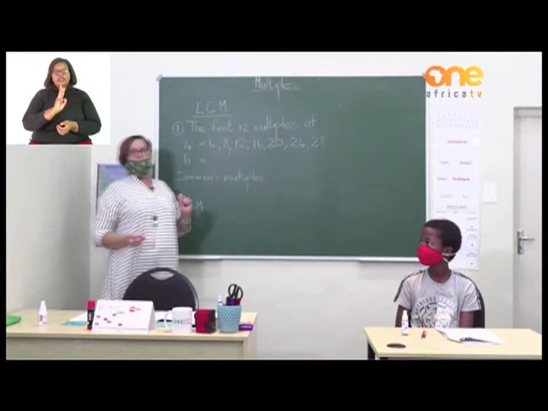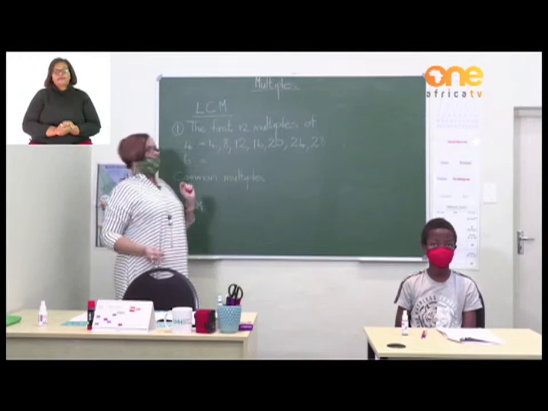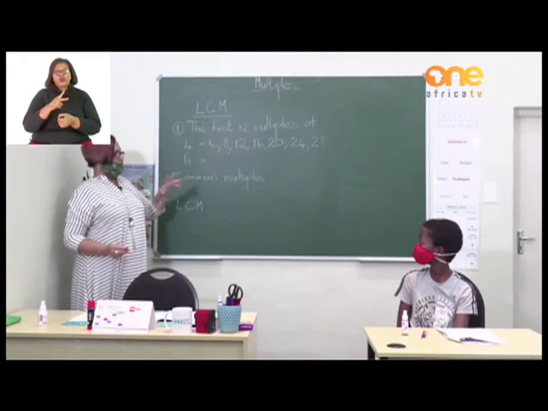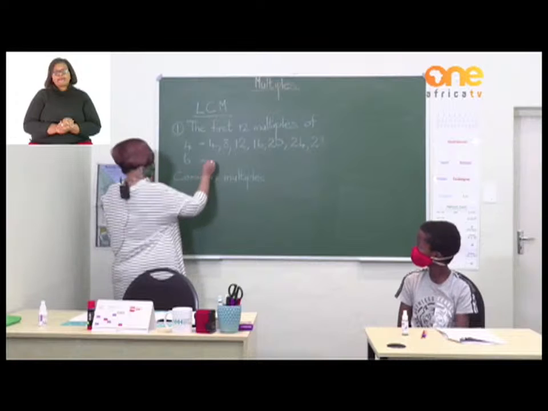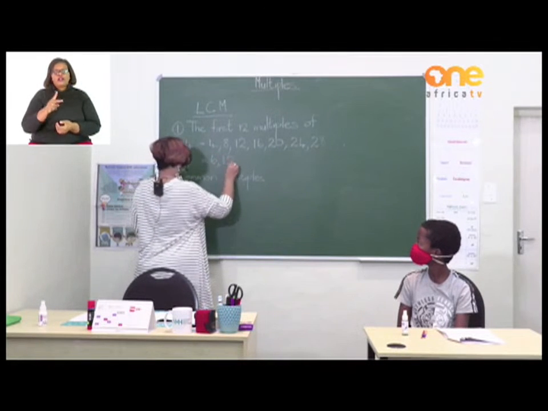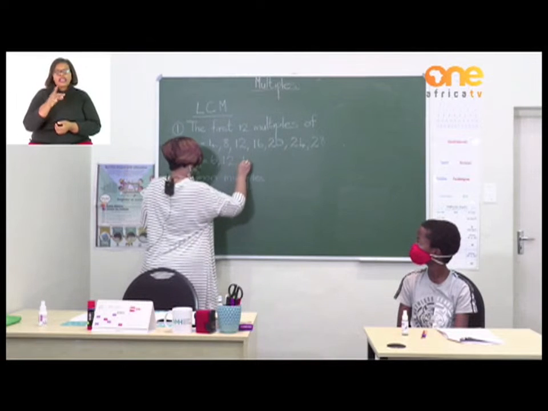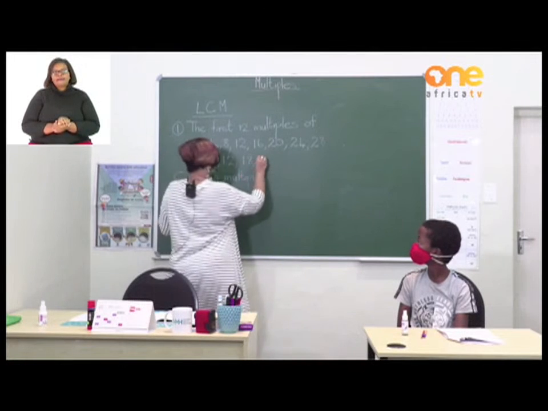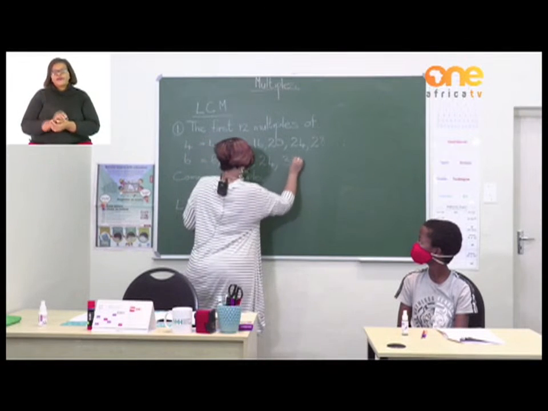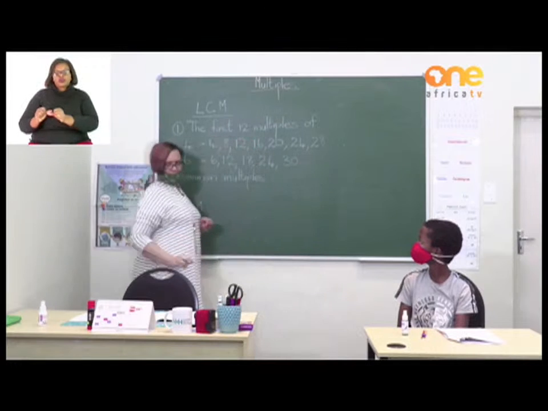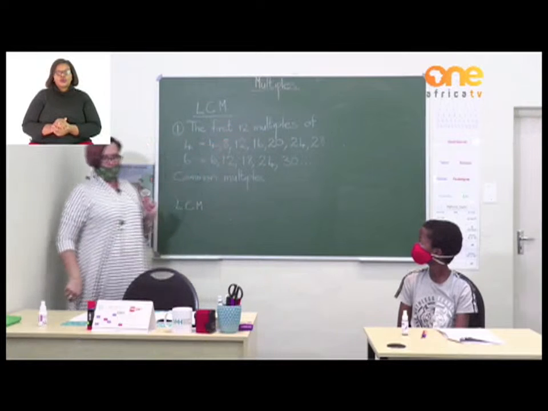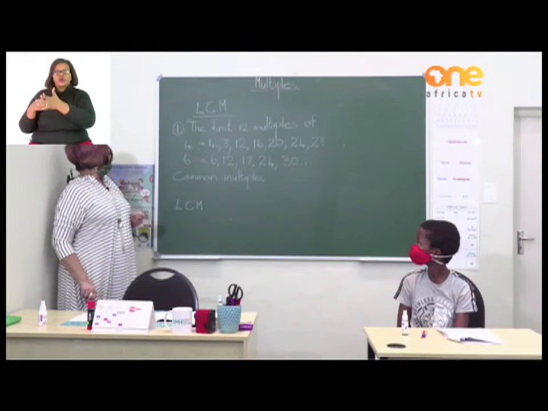The multiples of 6. If we have to find the first 12 multiples of 6, Pumweni, can you help me out here? 6. He says 6, 12, 18, 24, 30. And you can continue up to the first 12 multiples.